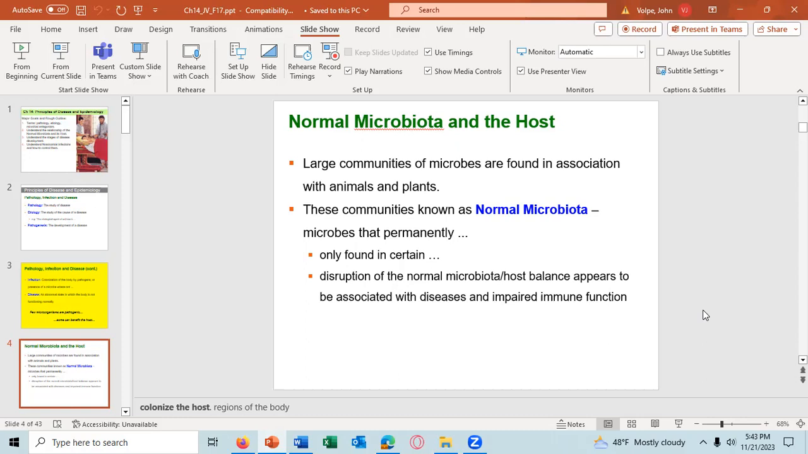The disruption of the normal microbiota and the host balance appears to be associated with disease and impaired immune function. An example of that would be when a patient first starts taking an antibiotic. Assuming it's a gram-negative antibiotic, it will largely harm your normal microbiota.